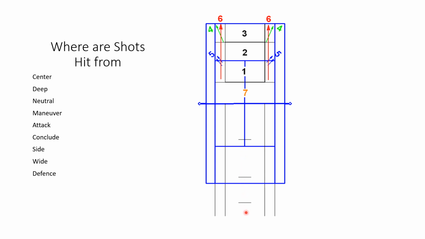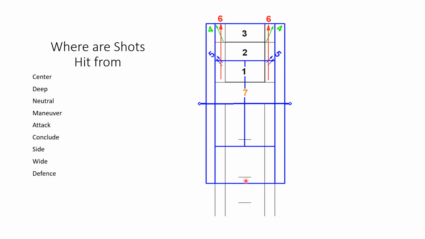If you're closer to the fence than the baseline, you're in the deep area. Move back inside so you're closer to the baseline than the fence, and this is a neutral area. Moving beyond the baseline, we're moving into the offensive sounding tactics. One racket length inside the baseline is the maneuvering area.